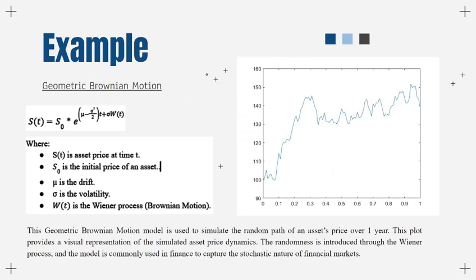This is the first example we did, which is geometric Brownian motion. This geometric Brownian motion model is used to simulate the random path of an asset price over 1 year. This plot provides a visual representation of the simulated asset price dynamics. The randomness is introduced through the Wiener process, and the model is commonly used in finance to capture the stochastic nature of financial markets.